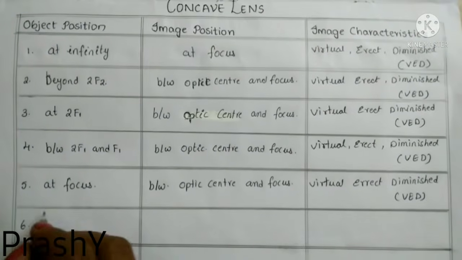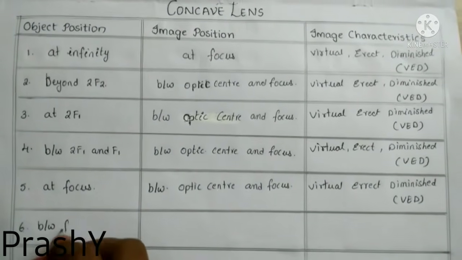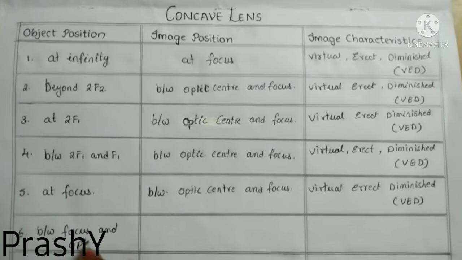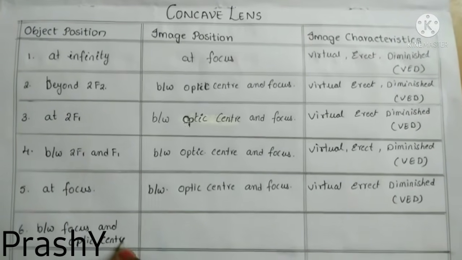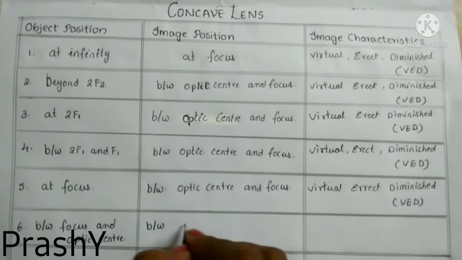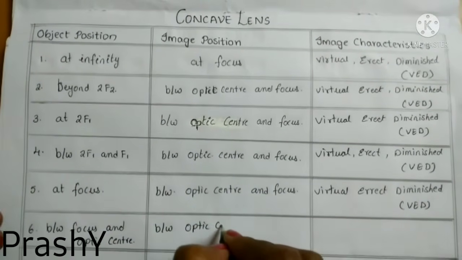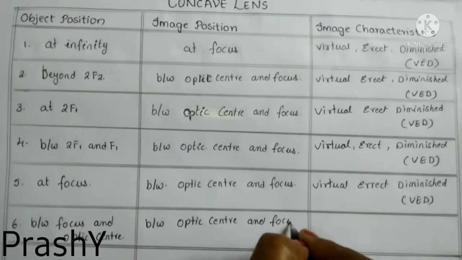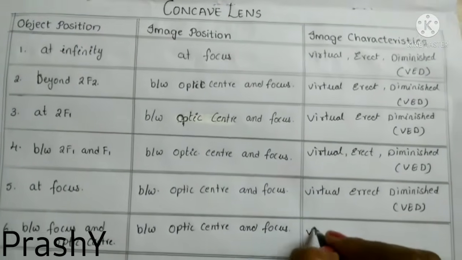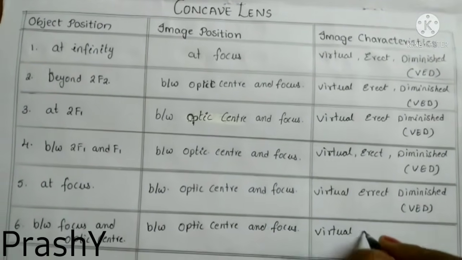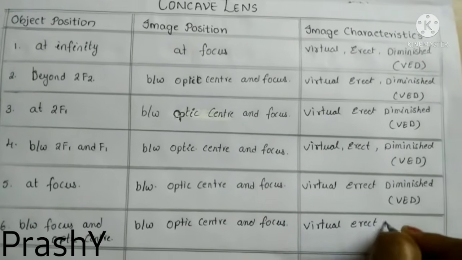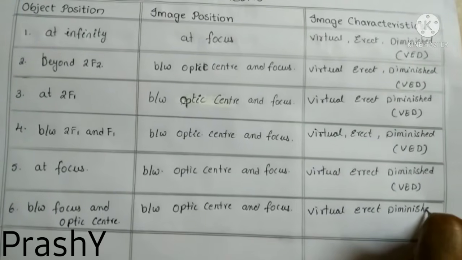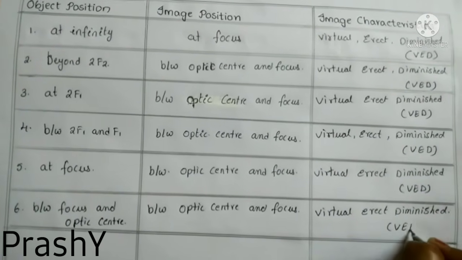So sixth case, and the object is placed between focus and optic center. We are getting the image between optic center and focus. And here also we are getting virtual, erect, diminished image. So here also we are getting VED.